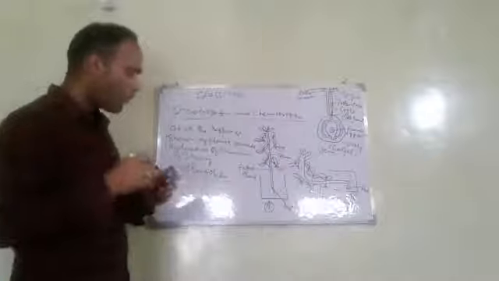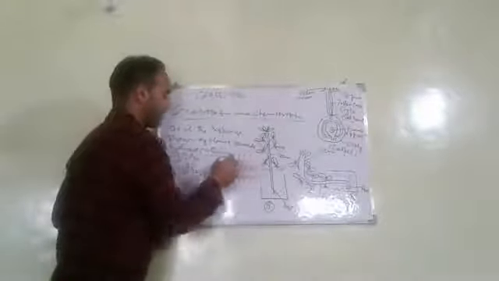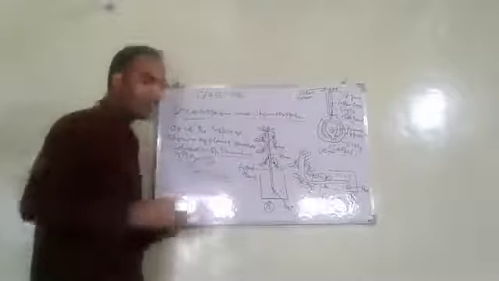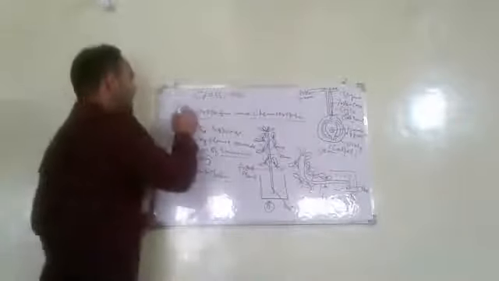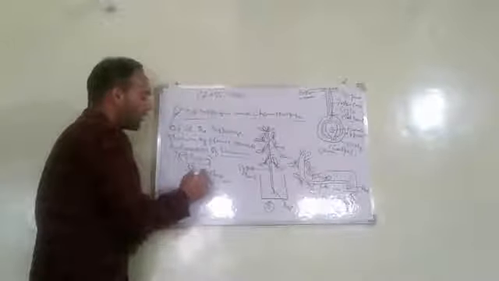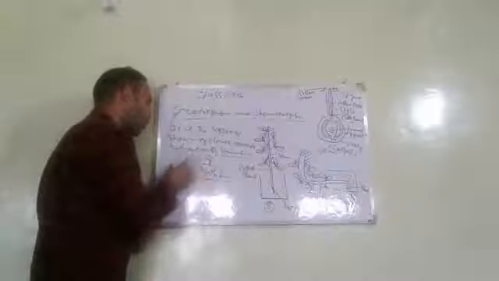The response shown by plants towards the direction of stimulus of gravity. Here the stimulus is mainly gravity, which always acts downwards. On the basis of this gravity, it is also known as gravitropism.